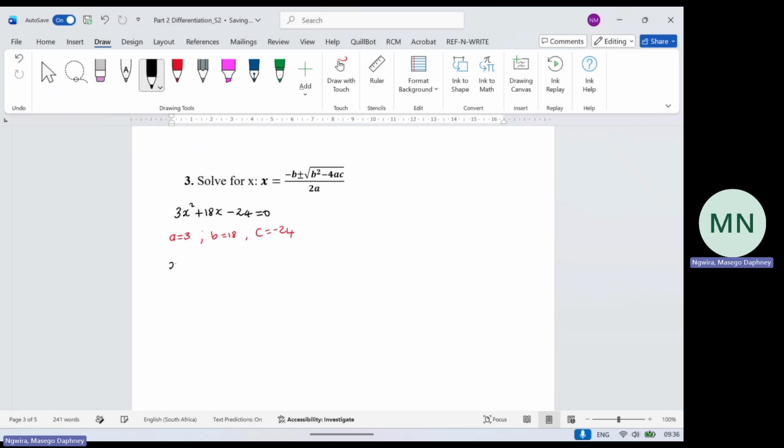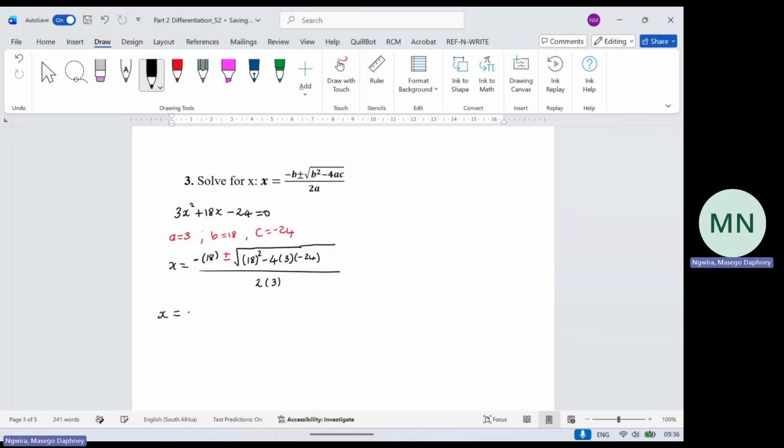So x is equal to negative B, our B is 18, plus or minus. Remember, plus or minus tells us that we're going to have two answers. Plus or minus the square root of B squared, so 18 squared, minus 4 times A, our A is 3, times C, our C is negative 24, and then everything over 2A. Our A is 3. So we are going to have two answers.